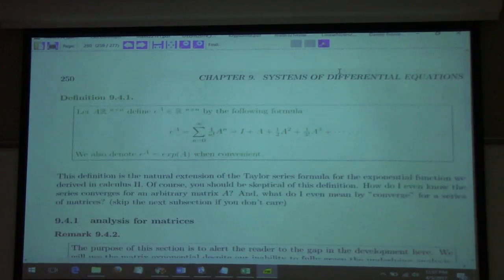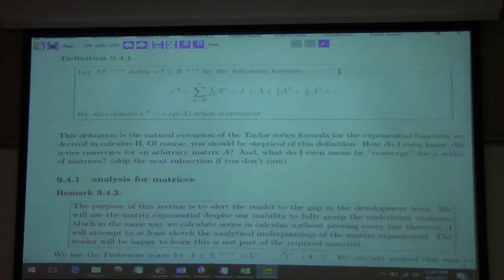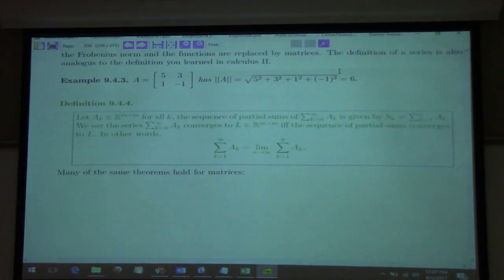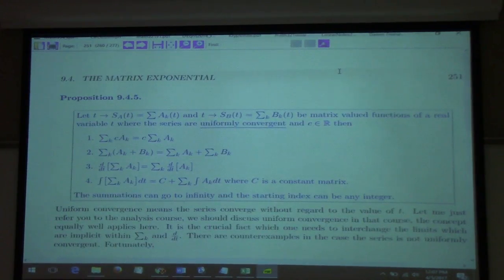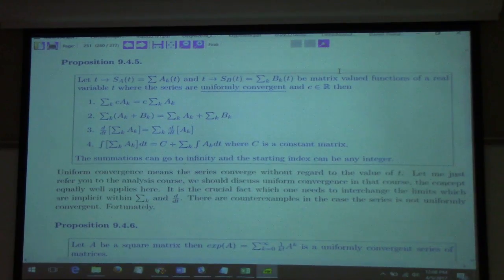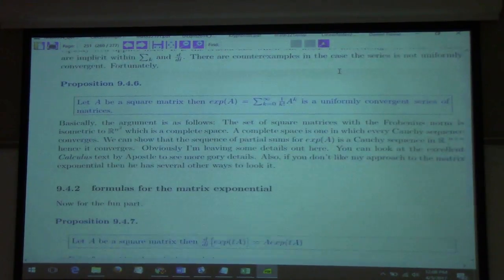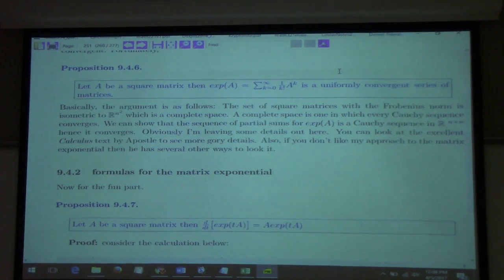So the matrix exponential, let's get back to it. I defined it last time for you guys. Here's some analysis I'll skip over. These are things you can prove about series of matrices. You can pull out scalars. The sum of series is the series of the sum. You can differentiate term by term. You can integrate term by term, given that the series of matrices is what's called uniformly convergent. You can ask Dr. Scambortis what that means, or take advanced calculus.